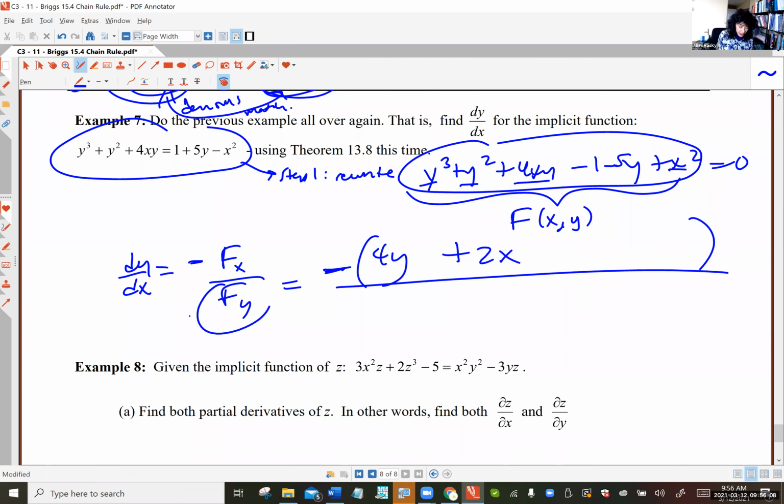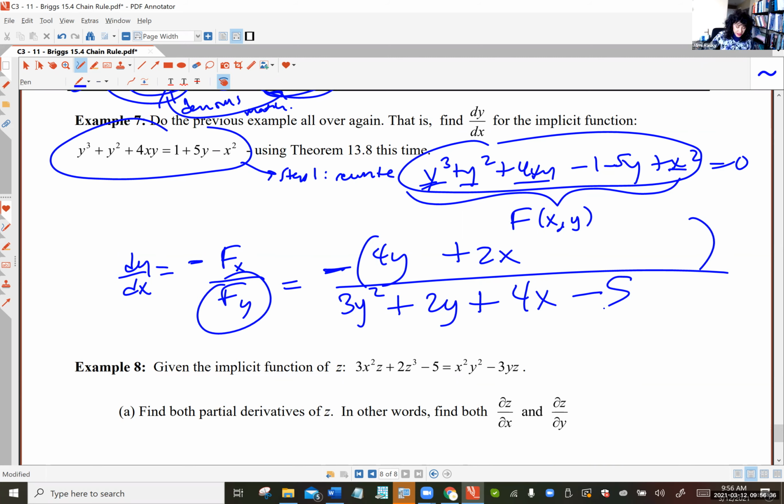And then the denominator, you're going to take a partial with respect to y. So take the partial of big F again, but this time with respect to y. The derivative of y cubed with respect to y is 3y squared, plus the derivative of y squared is 2y, plus the derivative of 4xy with respect to y is 4x. And then the derivative of minus 5y with respect to y is minus 5. And I think we're done here. That's it with respect to y.